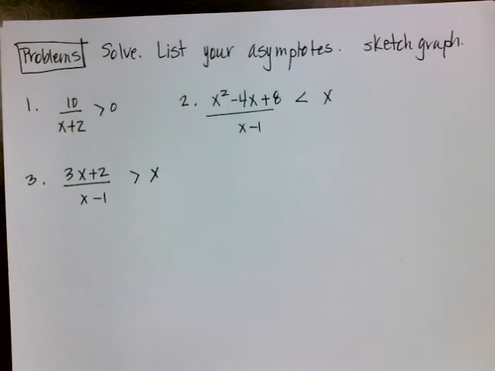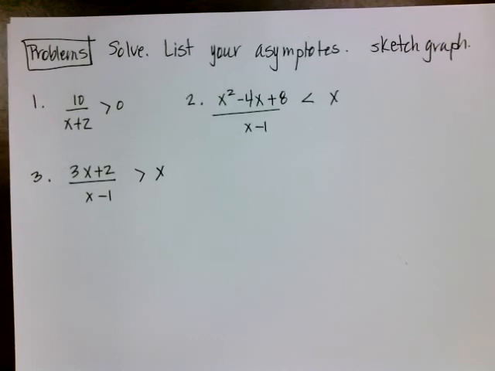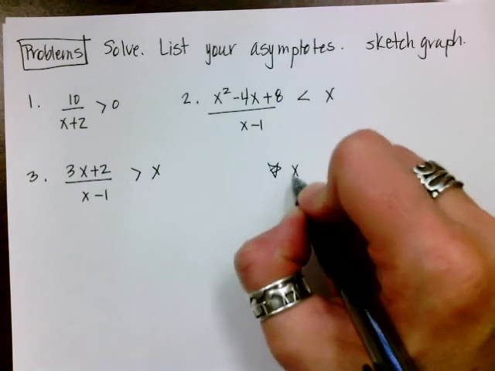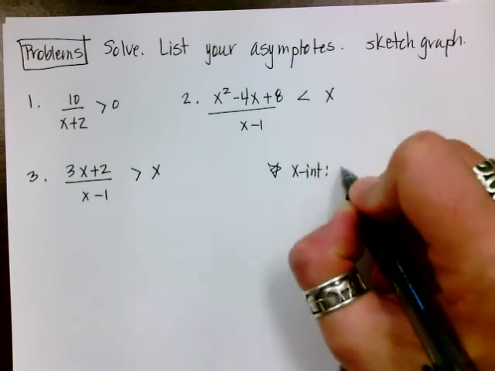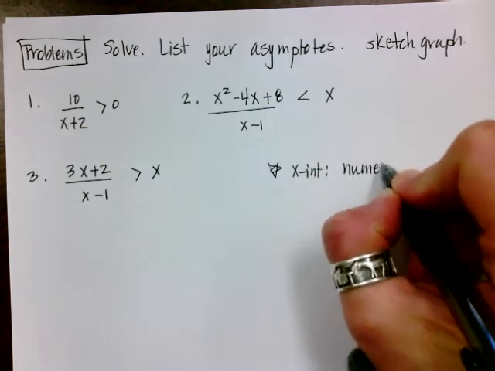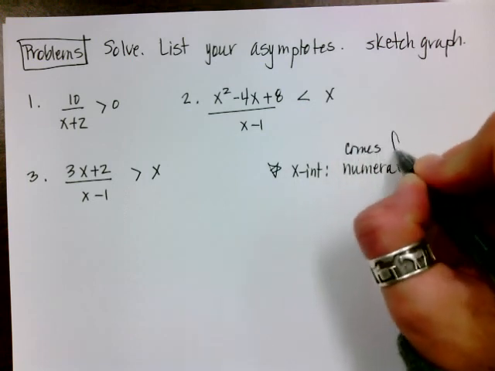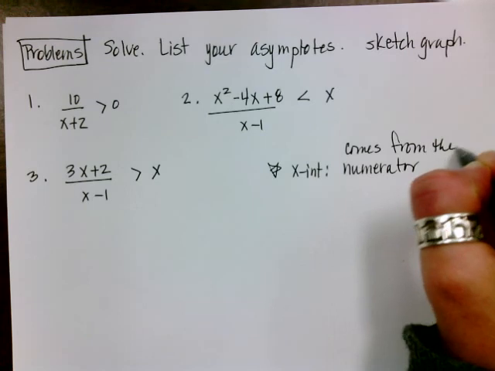All right, so remember to find all of your asymptotes. Make sure that you combine everything on the left-hand side. So find your vertical and your horizontal. Sketch the graph. You may need to find an intercept, and so I'll just write a remember note that your x intercept comes from the numerator.